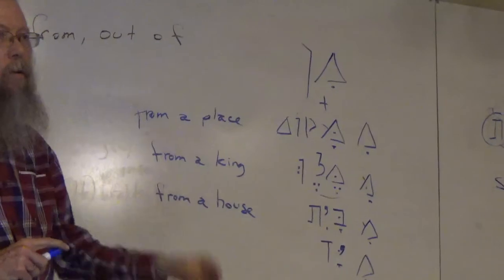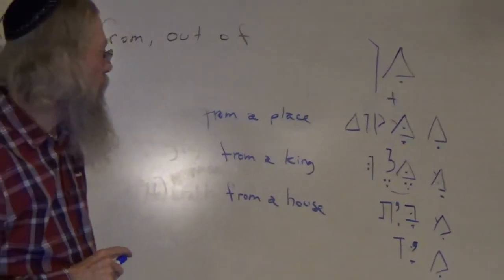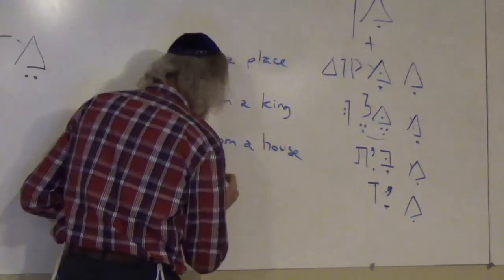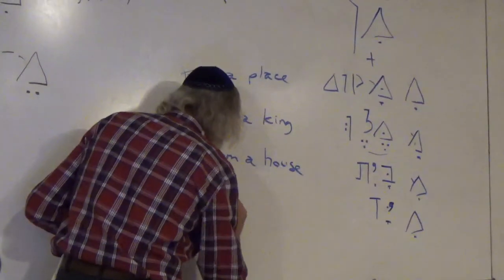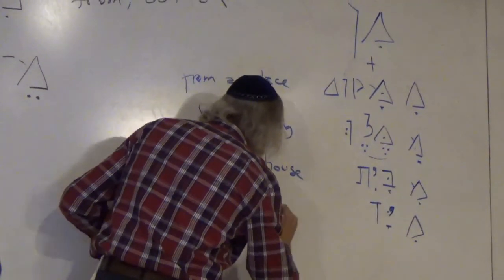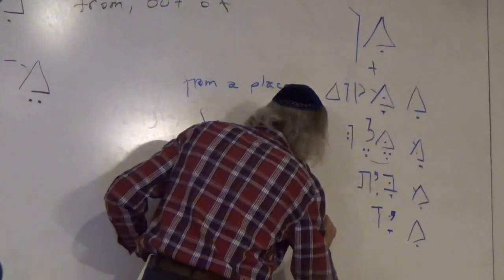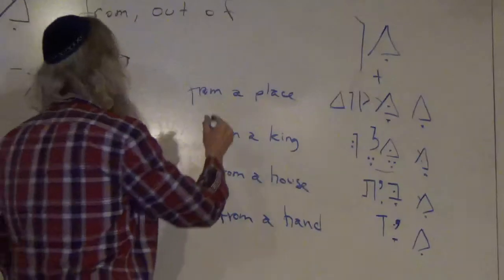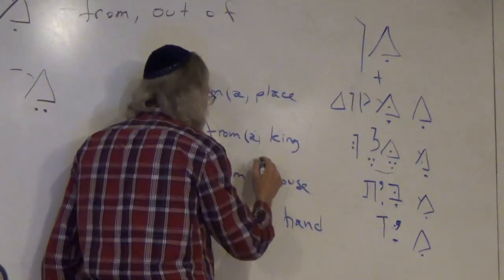But that's what I understand. What does the last one mean? From a hen? Yes, from a hen. All of these, by the way, should be this, because it's understood.